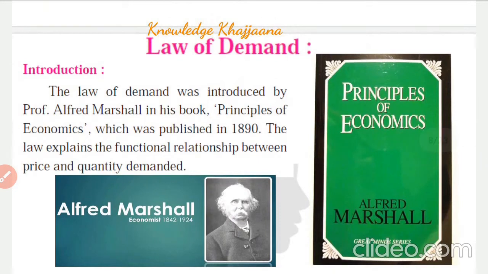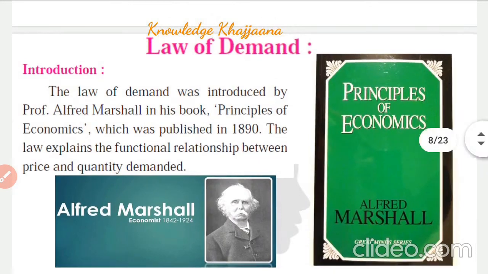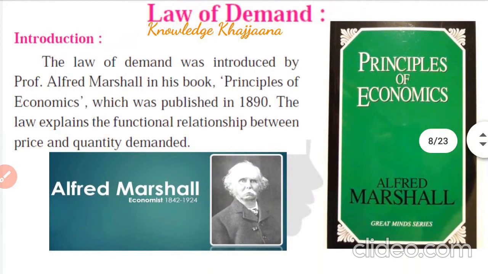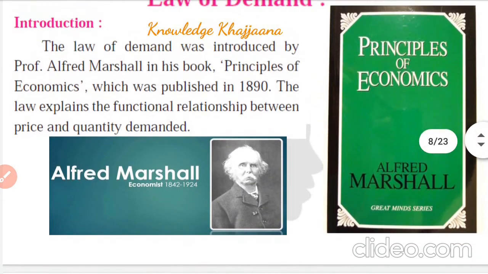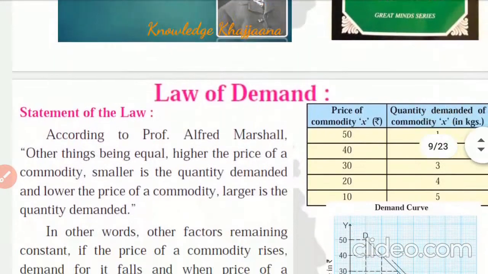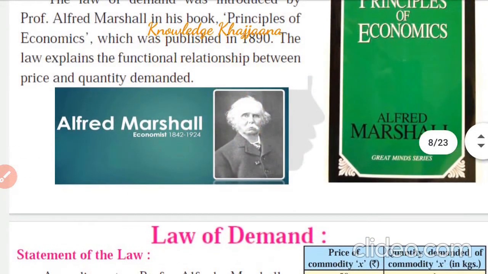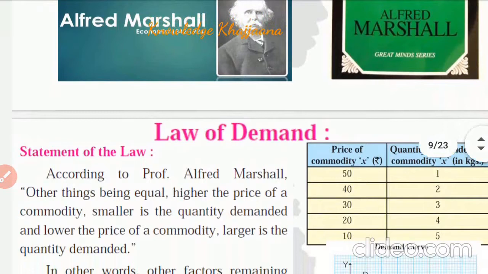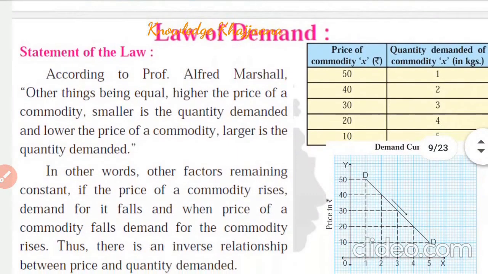The law of demand was introduced by Professor Alfred Marshall in his book Principles of Economics, which was published in 1890. The law explains the functional relationship between price and quantity demanded. This was the book Principles of Economics, written by the famous economist Alfred Marshall. And what is that law of demand? It is the functional relationship between price and quantity demanded. What is that functional relationship?